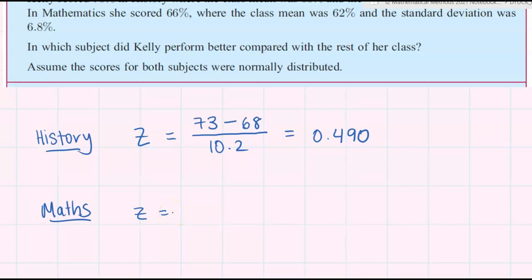All right, what was her math mark? Yeah, lovely, 66. And what gets subtracted from that? 62, and it all gets divided by 6.8. Excellent. And her z-score from math then, what'd you get? 0.58.